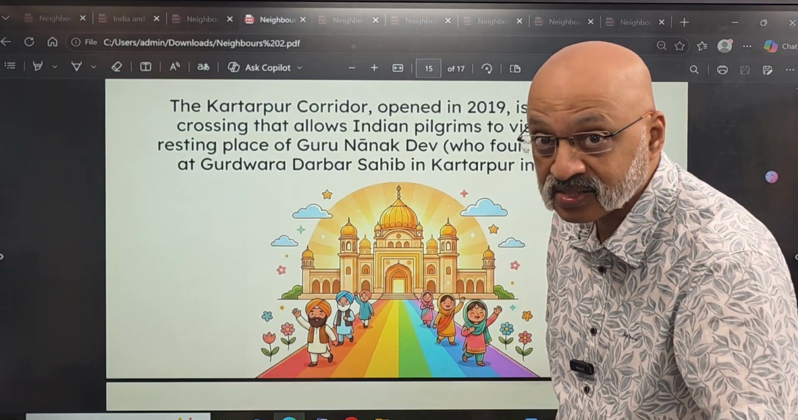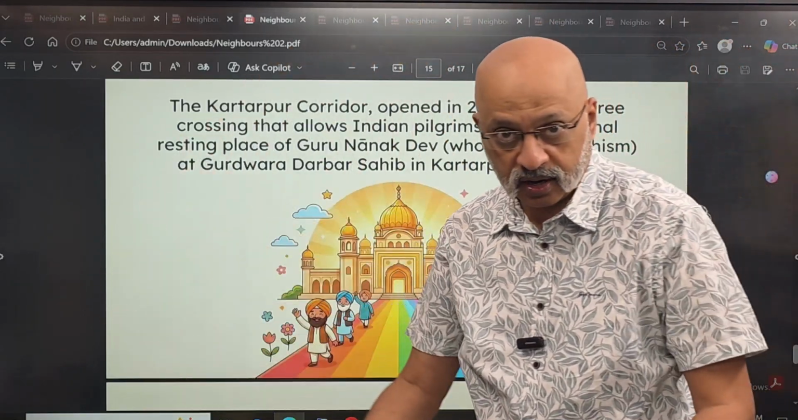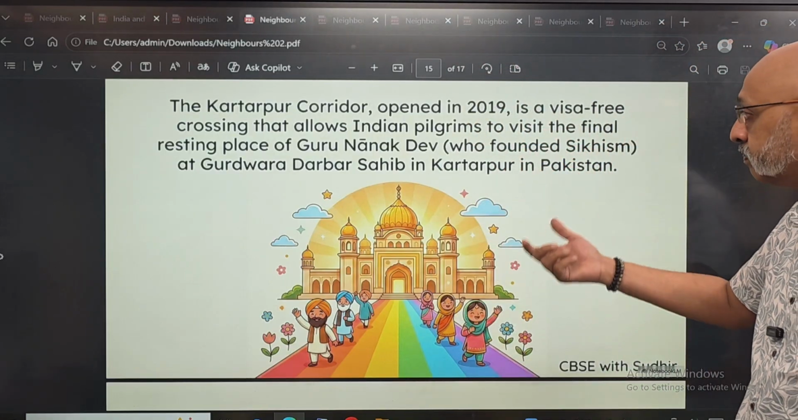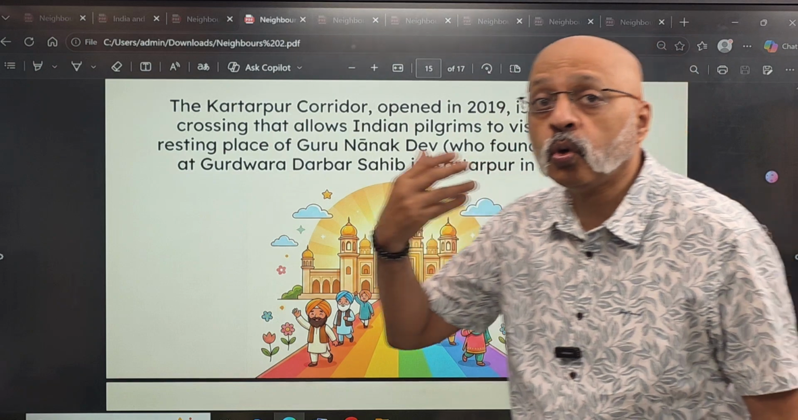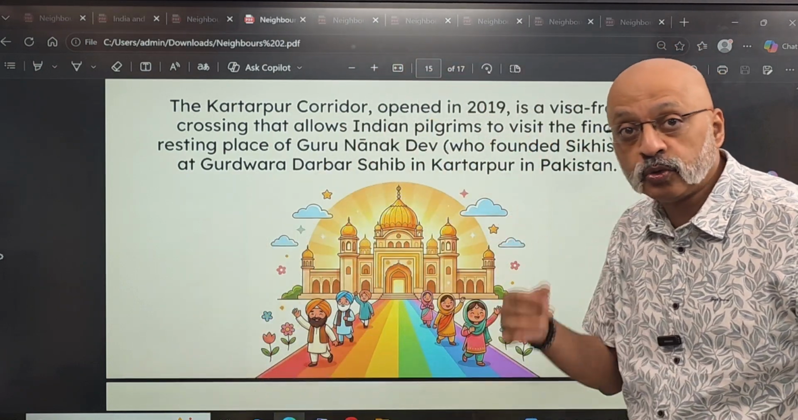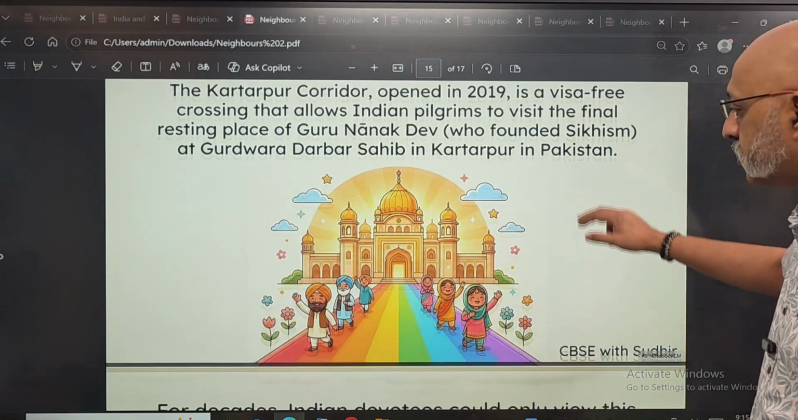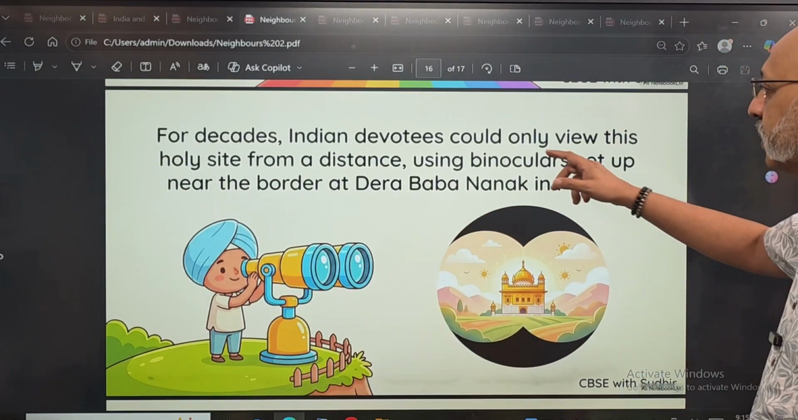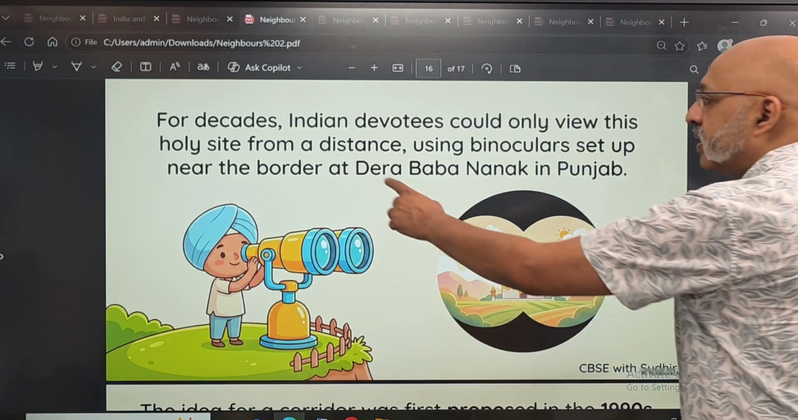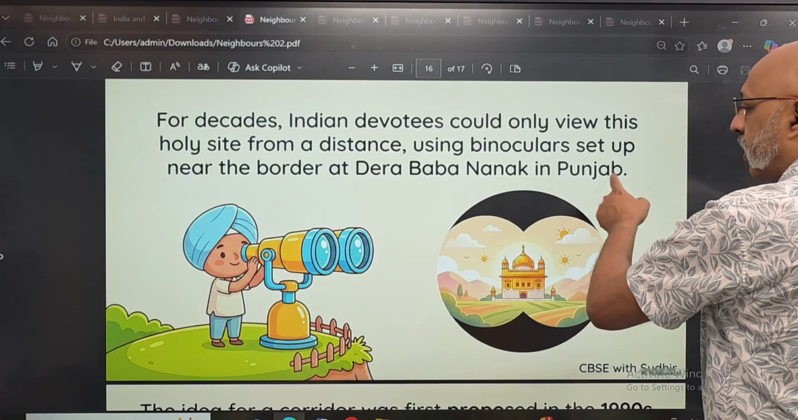18 years Guru Nanak stayed there in Kartarpur, I mean, when it was part of Akhand Bharat, right? And he was the one who founded Sikhism. So people who want to go to that Gurudwara should be allowed to go without the problems of actually acquiring a visa, etc. So for many years, this was a major problem. For decades, Indian devotees could only view the holy site, Kartarpur Gurudwara, from a distance using binoculars set up near the border at Dera Baba Nanak in Punjab.